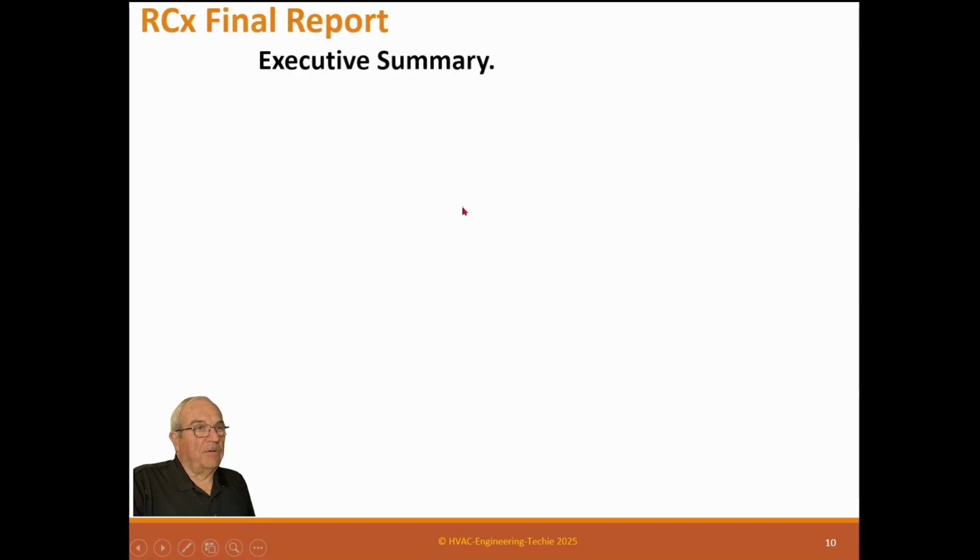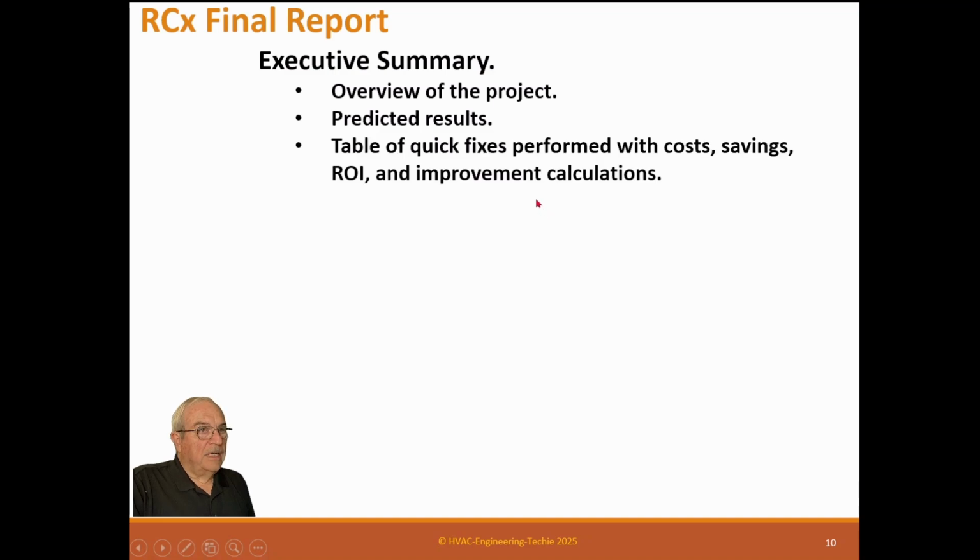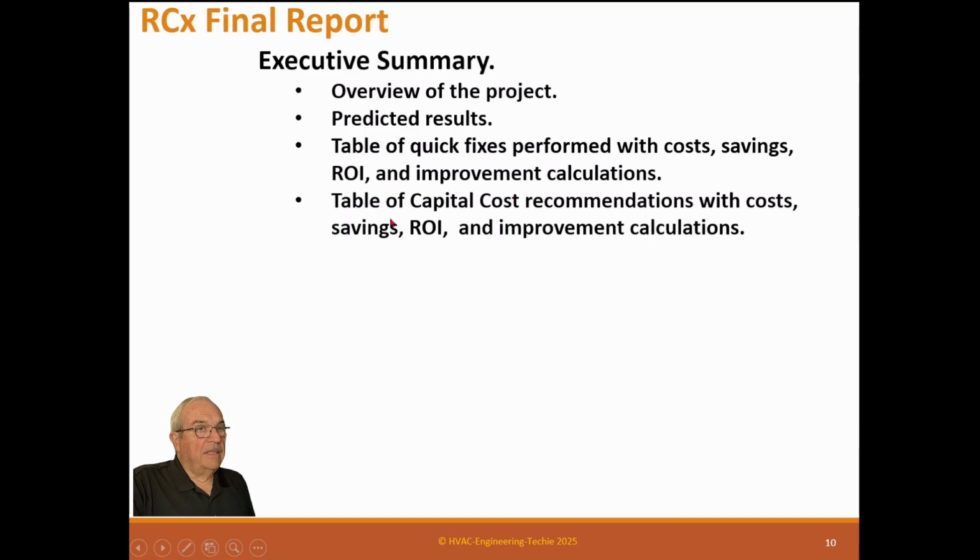So what does a final report have in it? Number one, it has an executive summary, which is an overview of the project, predicted results, table of quick fixes performed with cost savings or return on investment and improvement calculations, table of capital cost recommendations with cost savings, ROI, and improvement calculations. This is your executive summary. This is the very important part. And then all your other data can be later, your assessment reports and all that other stuff.